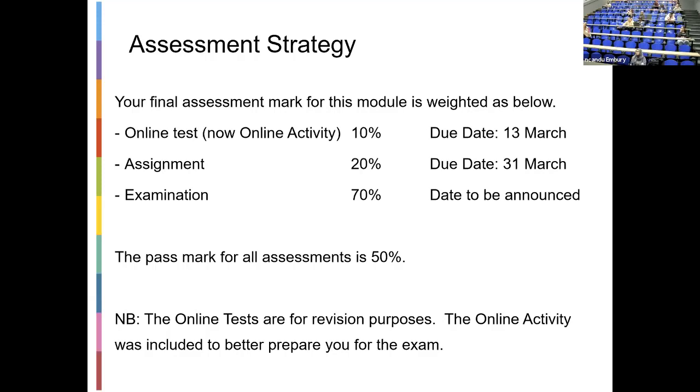You'll see there are online tests on the GRT ECI site as well. As you can see there, they are for revision purposes. So those will not count towards your year mark, but are very valuable to complete.